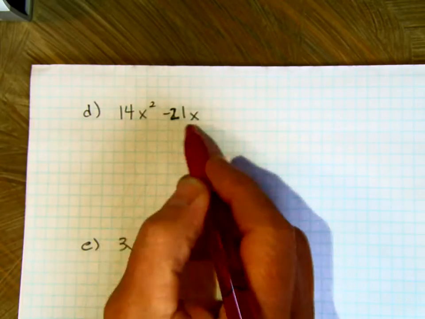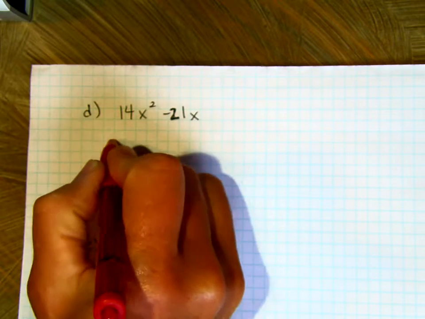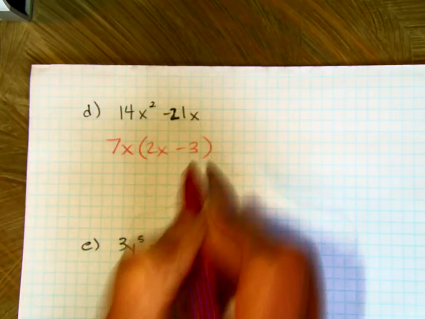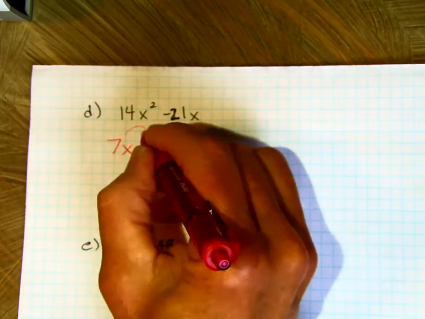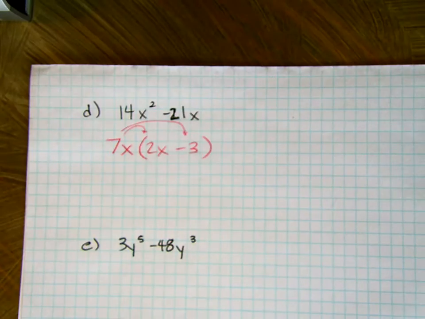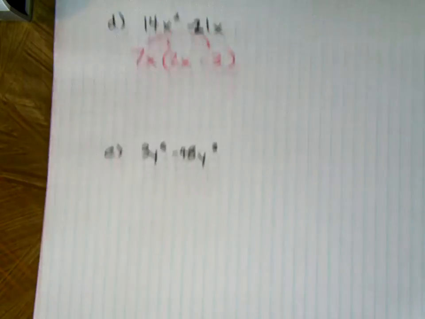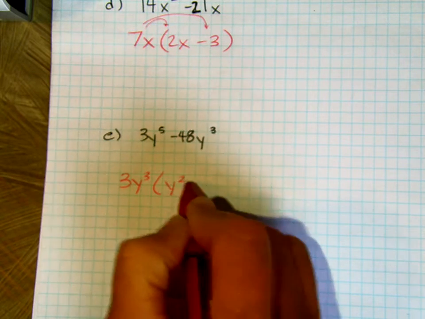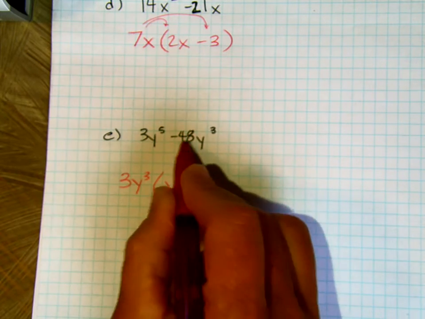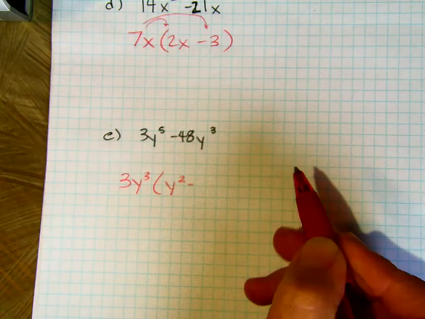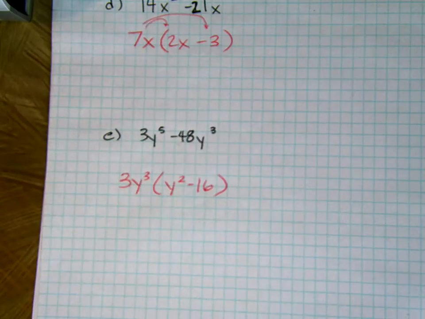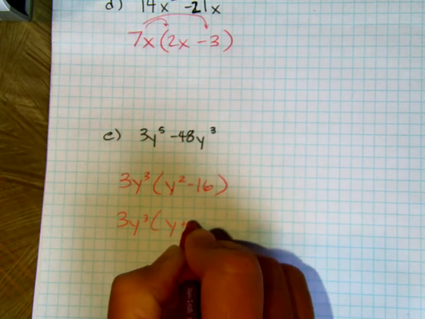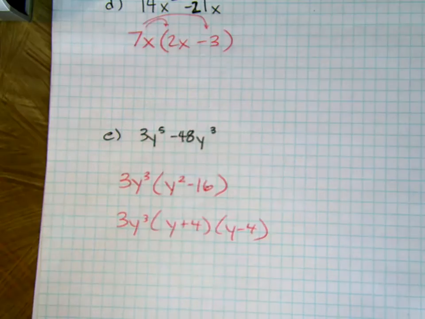I didn't take any. So 14x squared minus 21x, I think a 7x is going to be that factor. 2x minus 3. I think that's it, right? 14x squared minus 21x. That's all I can do with that one. How about here? I can factor out a 3y cubed. What's left there? A y squared minus, 3 goes into 48, 16. And then what do we have here? A difference of perfect squares. 3y cubed times y plus 4, y minus 4.